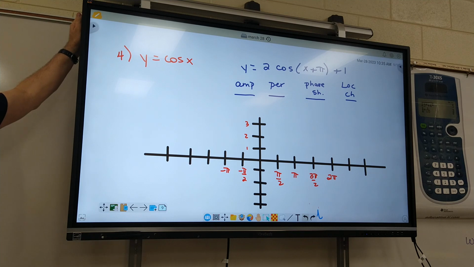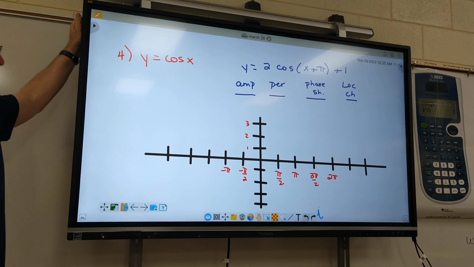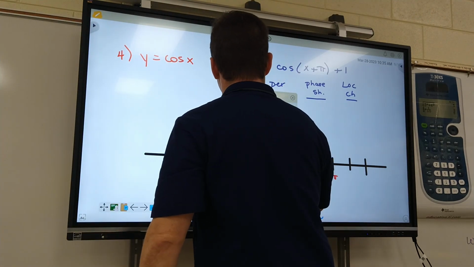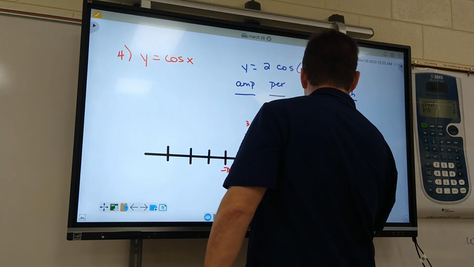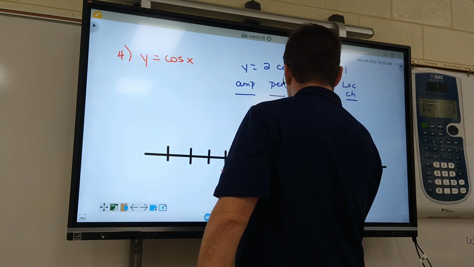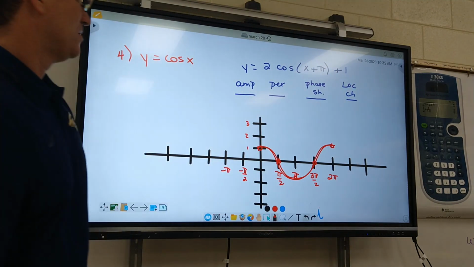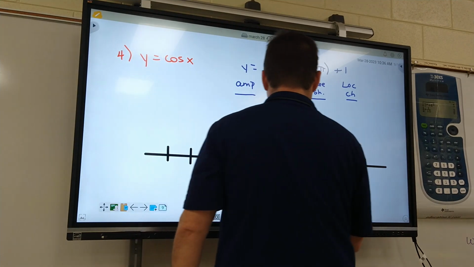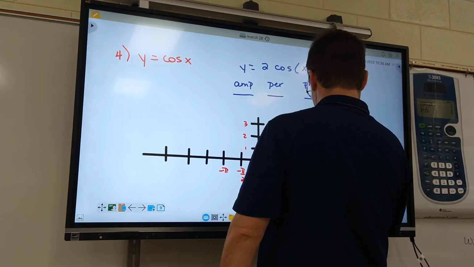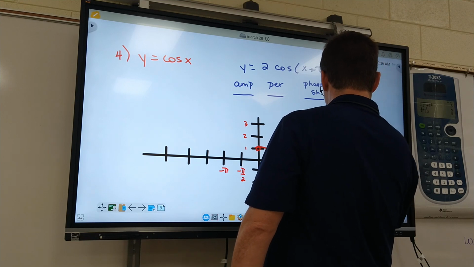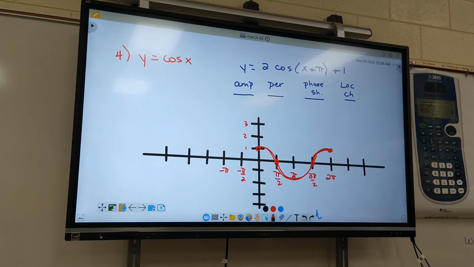On 4, we have to draw cosine. What does it look like? Handlebars on a bike. Don't forget that. All right, so I'm not happy with that. All right, so that's where we are.